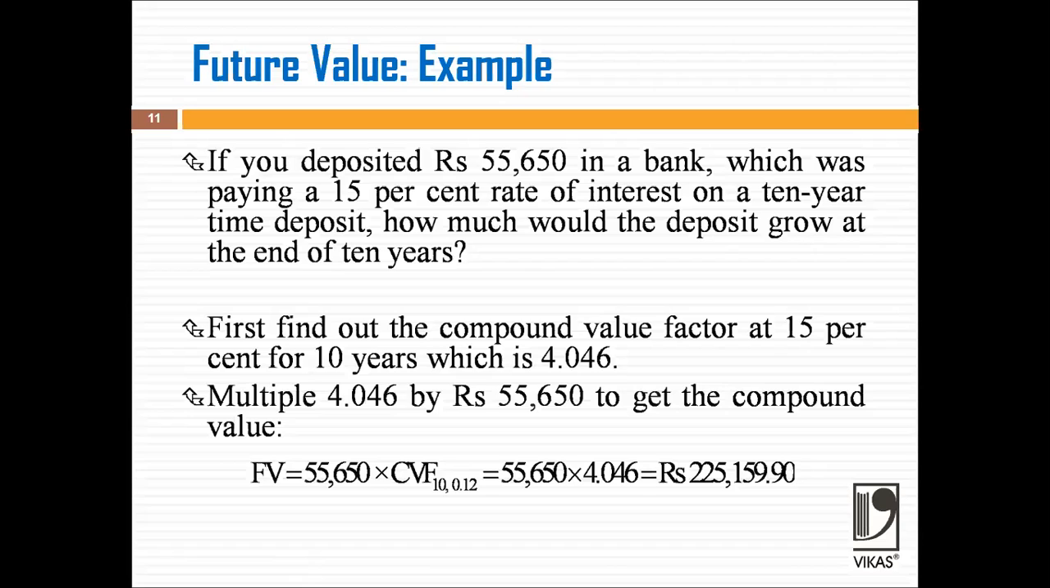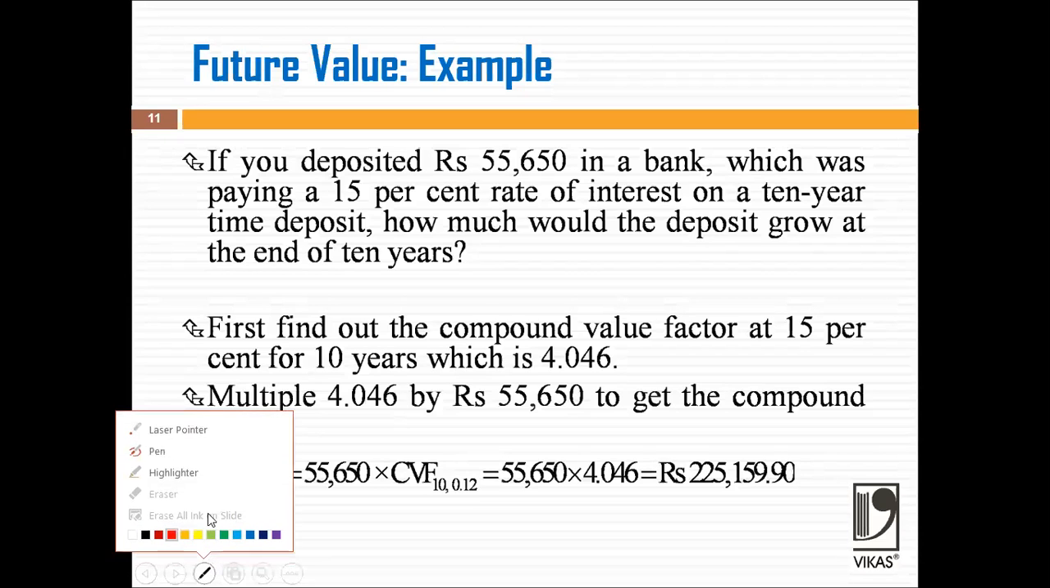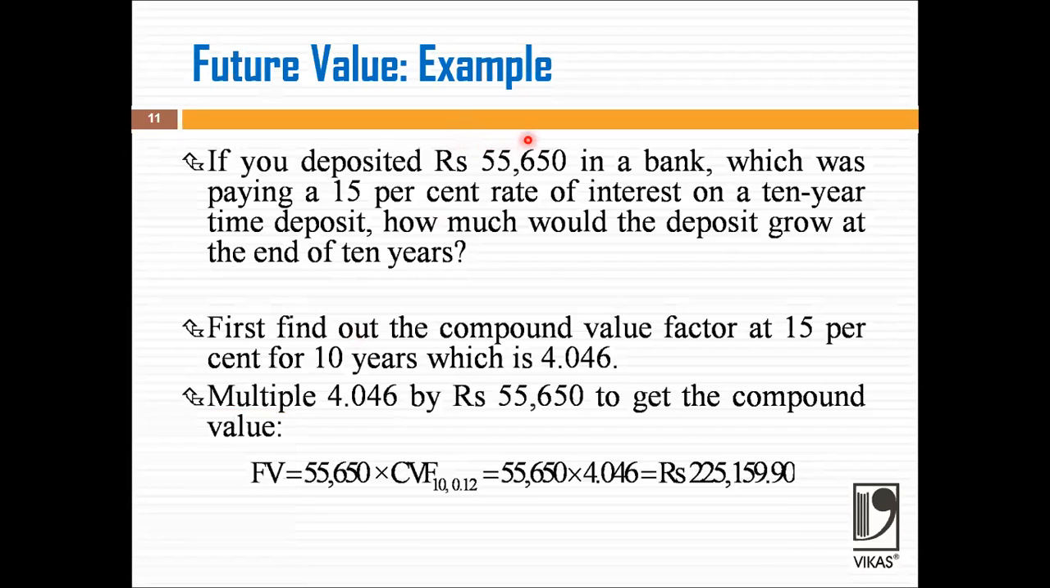Now, according to the formula, P is 55,650. This is the P value, the principal amount, 55,650. The rate of interest is 0.15, right? 15%. And the number of periods, N is equal to 10 years, right? Now, let us work out how do we calculate the future value of this amount.